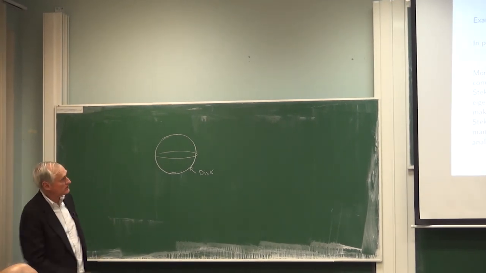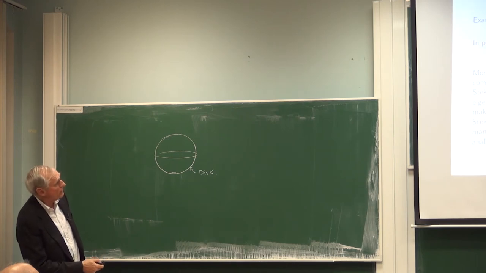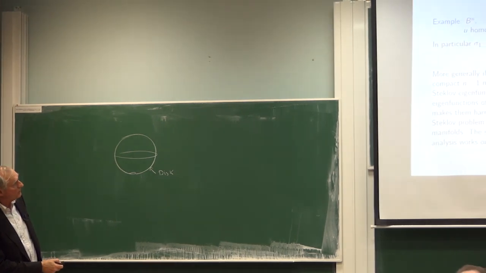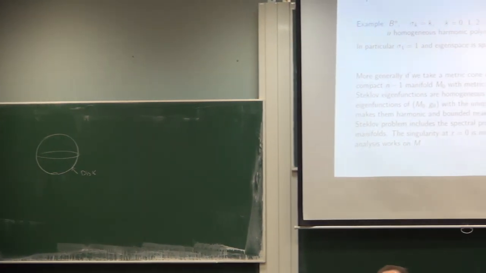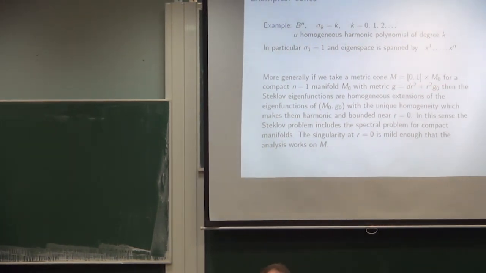And there's a sort of geometric extension of that to cone manifolds. So in general, if you take a manifold which is the cone over a compact manifold, so M0 is some (n-1)-dimensional compact manifold, and I take the cone metric, dr squared plus r squared g naught. So that's the same as the Euclidean metric in spherical coordinates if I took M0 to be the standard (n-1)-sphere. And so again, the same thing is true that the Steklov eigenfunctions inside are exactly homogeneous extensions of the eigenfunctions of the boundary manifold M0.